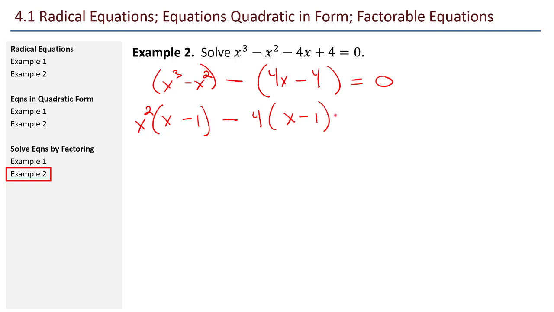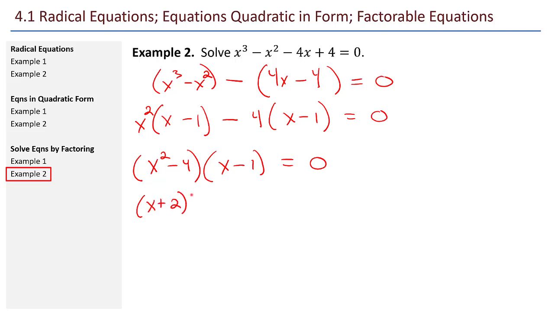I see x minus 1 in both terms. So that tells me that I can make x squared minus 4 a factor on the left, and x minus 1 a factor on the right, and that equals 0. Am I done? Is there more factoring I can do? There's a little bit more factoring. Here on the left I have a difference of two squares, so this factors further. X plus 2, x minus 2, x minus 1 equals 0.